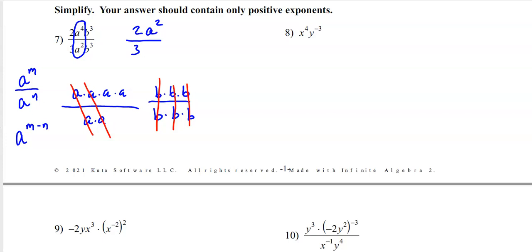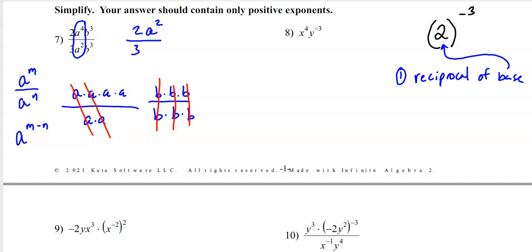Now, negative exponents. The rule to the negative exponent is this. Let's say you have some number, like let's just say 2, and you want to raise it to the negative 3rd power. Well, technically you're supposed to do 2 things. Number 1, you're supposed to take the reciprocal of the base. Well, this is the base. So the reciprocal of 2 is 1/2. You do the reciprocal of the base, and then you raise it to the positive power. So you do a positive power.